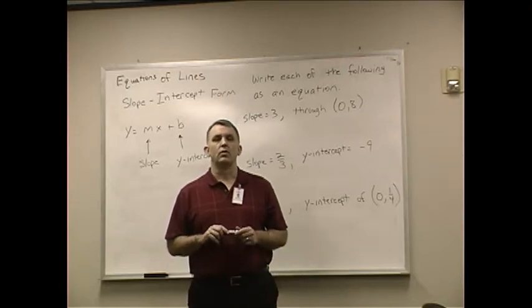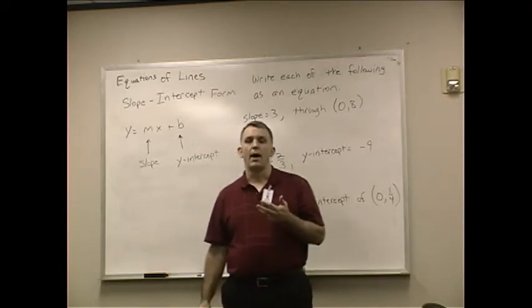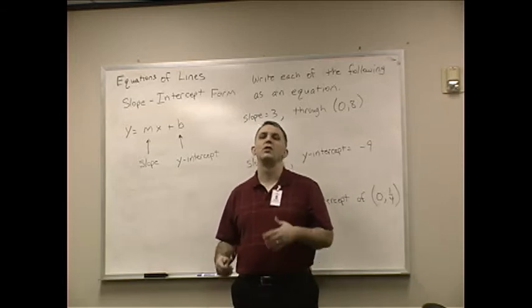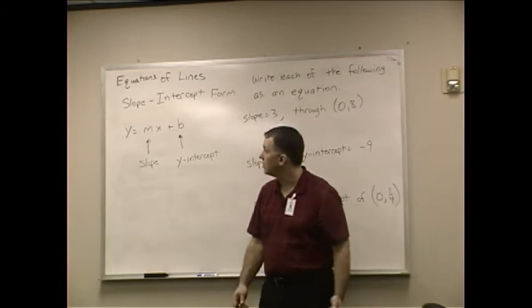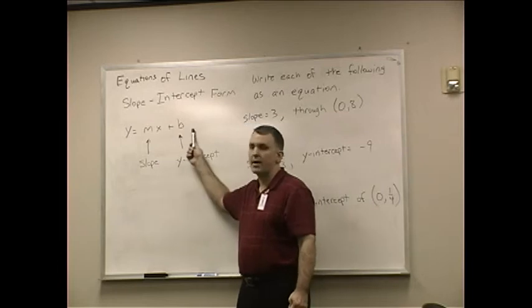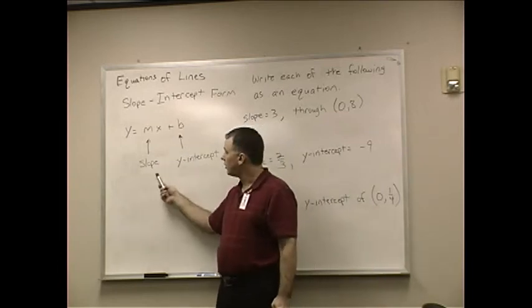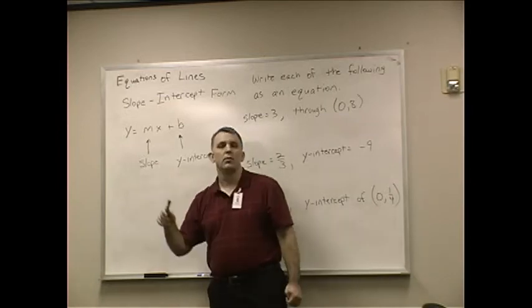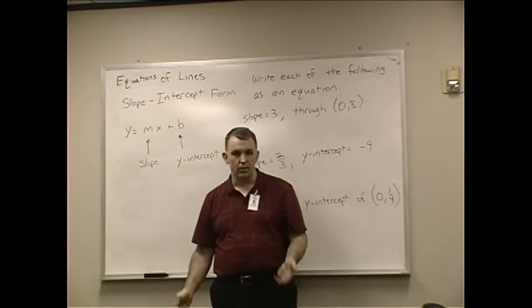The next thing that I want to do is talk with you about writing equations in slope-intercept form when you're given a little bit of information. All right, again, slope-intercept form is y equals mx plus b. The slope is the letter m. That happens to be arbitrary. There is no reason why they've used m.